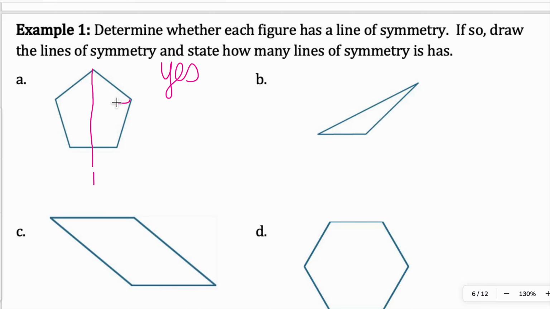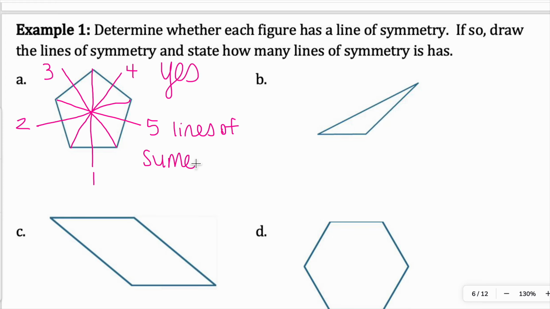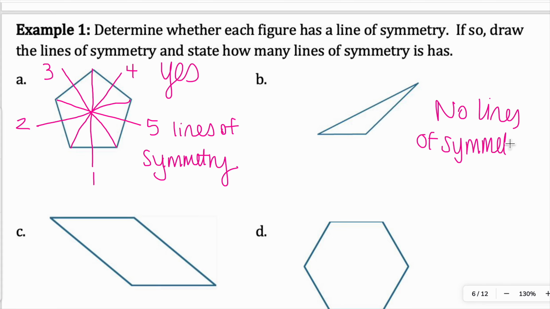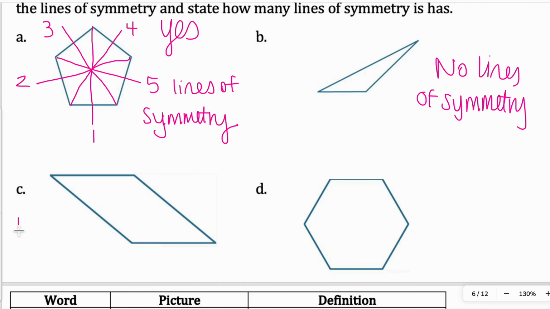So from here to here, this would be 2, 3, 4, and then 5. Okay, so all of those are going to be 5 lines of symmetry. For letter B, there are no lines of symmetry. And then letter C also does not have any lines of symmetry.